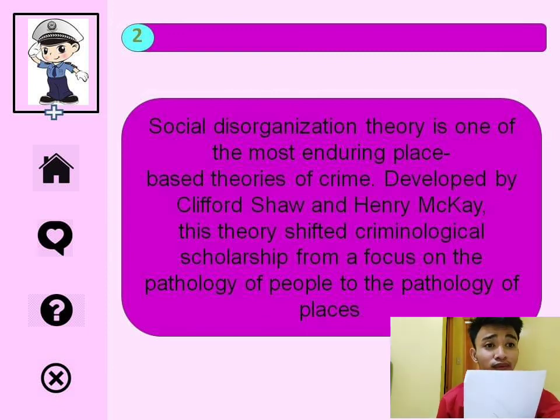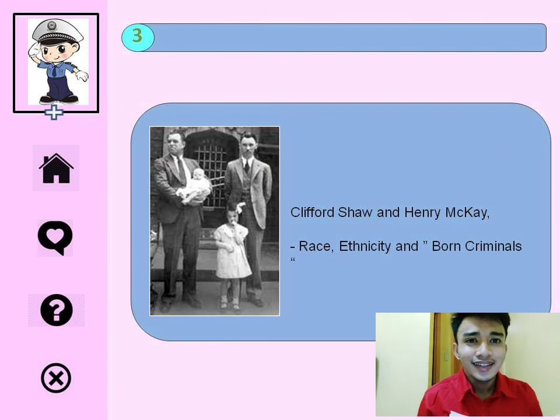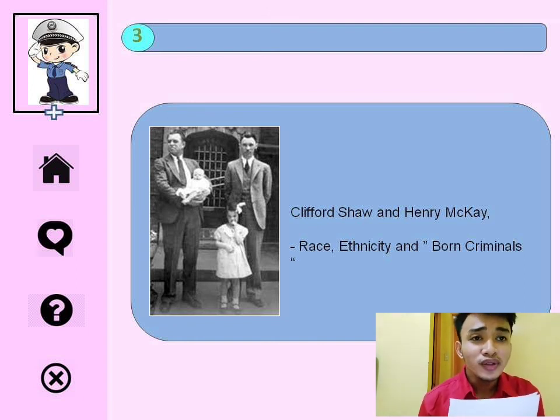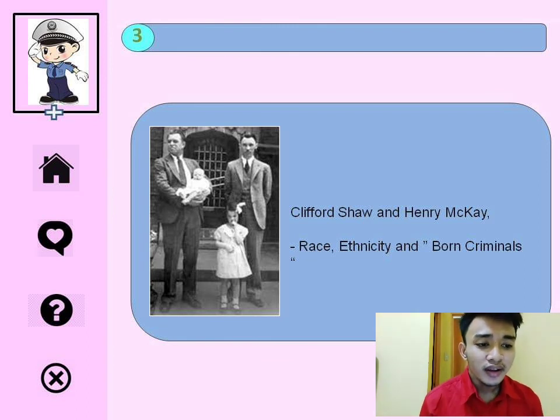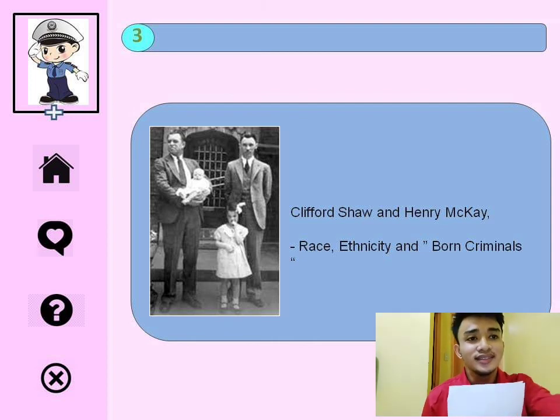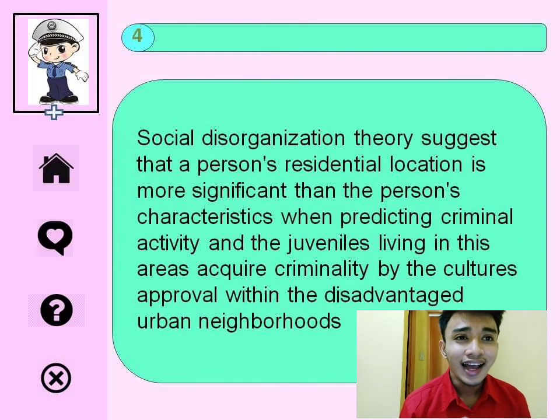Let's move on to the next slides. In this slide, you saw a picture of Clifford Shaw and Henry McKay. So, who are Henry McKay and Clifford Shaw? Henry McKay and Clifford Shaw were, in 1942, two criminology researchers from the Chicago School. Clifford Shaw and Henry McKay developed social disorganization theory through their research. In these slides, I read first from my PowerPoint presentation.